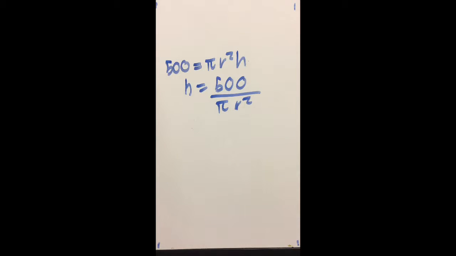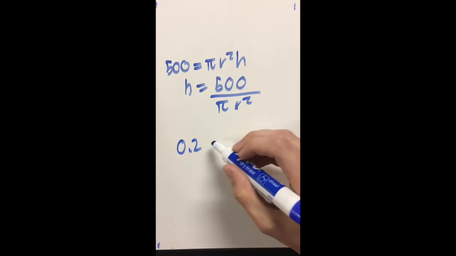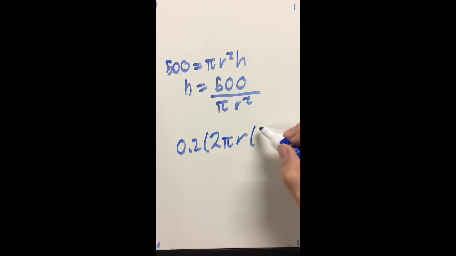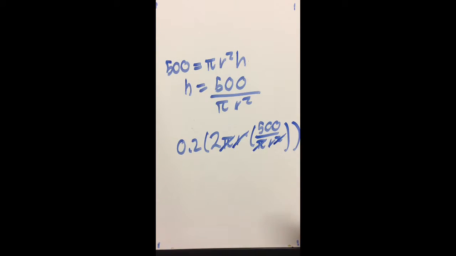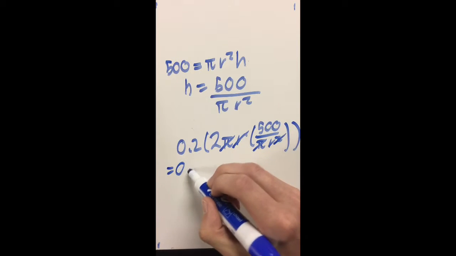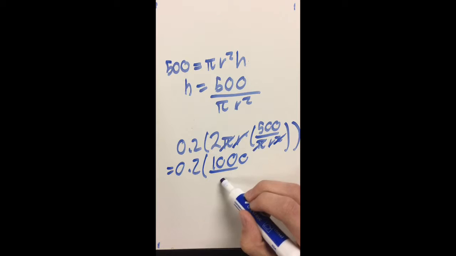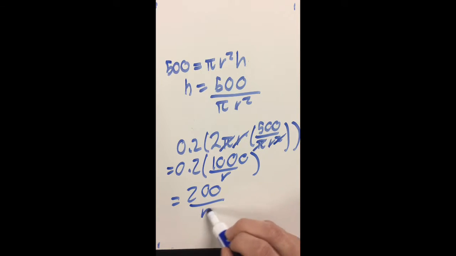And we'll sub that back into the cost of the side of the can to get 0.2 times 2 pi r times 500 over pi r squared. And we'll cancel out pi, cancel out one of the r's, and we're left with 0.2 times 1000 over r, or 200 over r. Combine our equations to get the total cost for the can.